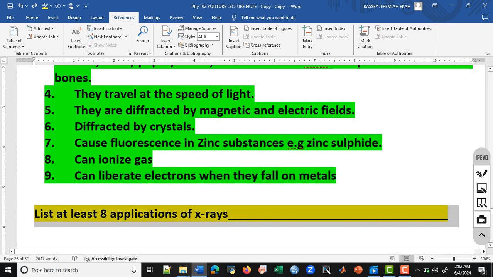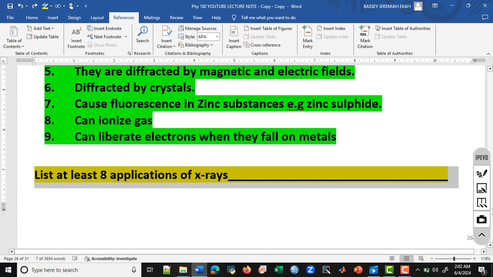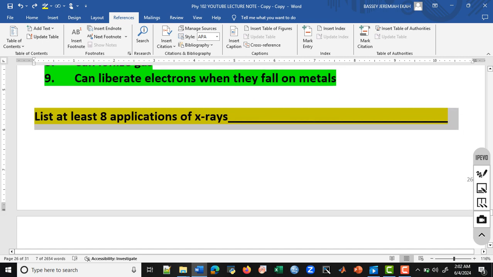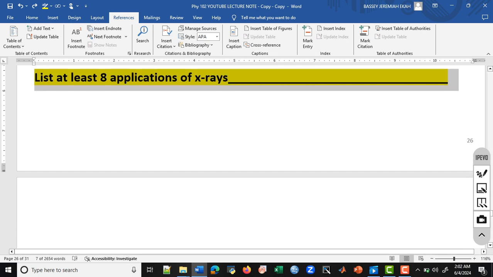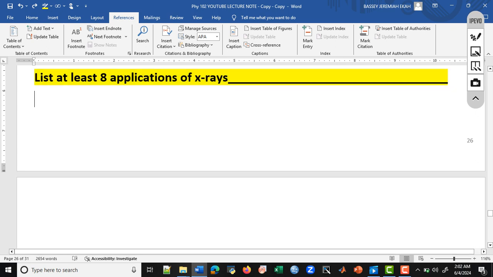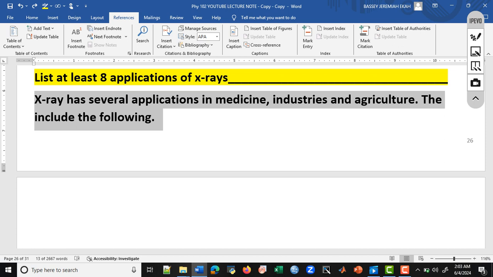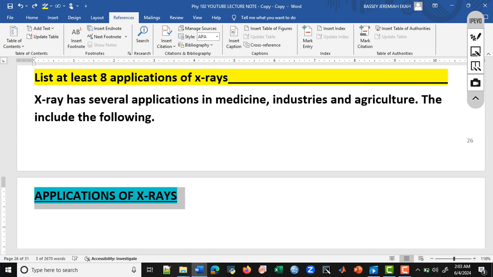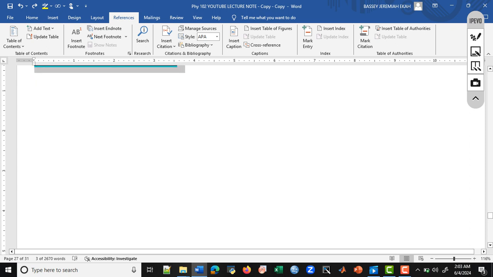This other question says, list at least 8 applications of X-rays. Where can X-ray be applied? Remember, they could be used in industries and in medicine as well. Even in agriculture, it can be applied. So let's look at the following. X-rays have several applications in medicine, industries, and agriculture. Applications of X-ray include the following.